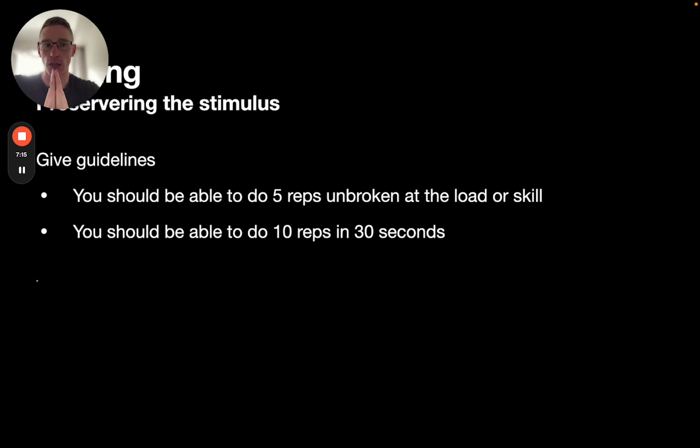All right, so no matter what the workout is, try and figure out what the guidelines could be. So you should be able to do 5 reps unbroken at this load or at that skill level to do this workout. So if it's toes to bar, for instance, you're saying you should be able to do 5 unbroken toes to bar, no extra swings, no nothing, 5 full reps all the time, consistent. You need to be able to do that unbroken in order to do toes to bar in today's workout.